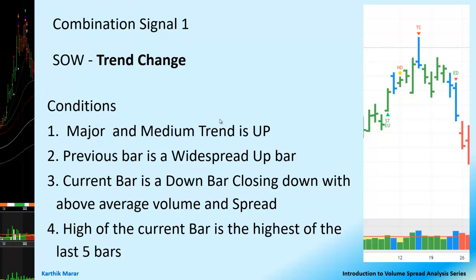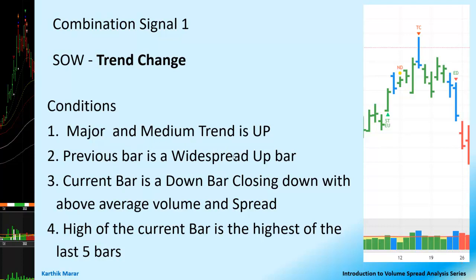First, the major and the medium trend should be up. The previous bar should be a widespread up bar, and the current bar is a down bar closing down with the above average volume and spread. The high of the current bar is the highest of the last 5 bars. Clearly, the stock must have been moving up because the major and the medium trends are up, and the high of the current bar is the highest of the last 5 bars. That means the stock has been going up with momentum.